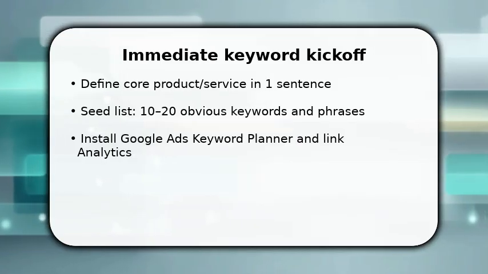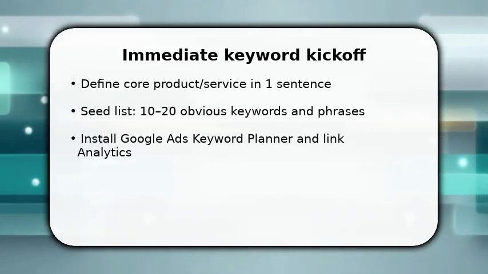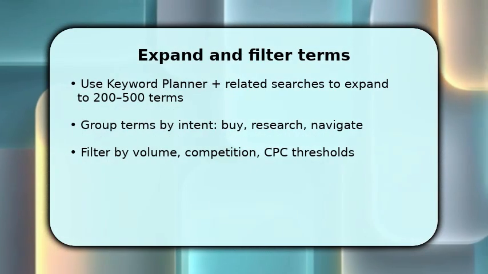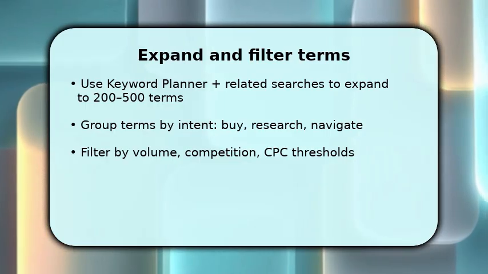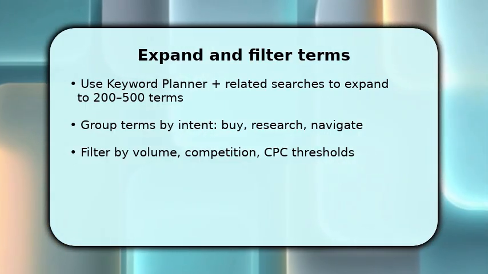Once done, run an initial forecast for impressions and CPC ranges. Make sure to export results as CSV so you can iterate quickly and avoid retyping. You now expand and refine. Feed your seed keywords into Planner and related searches to reach 200-500 candidate terms.